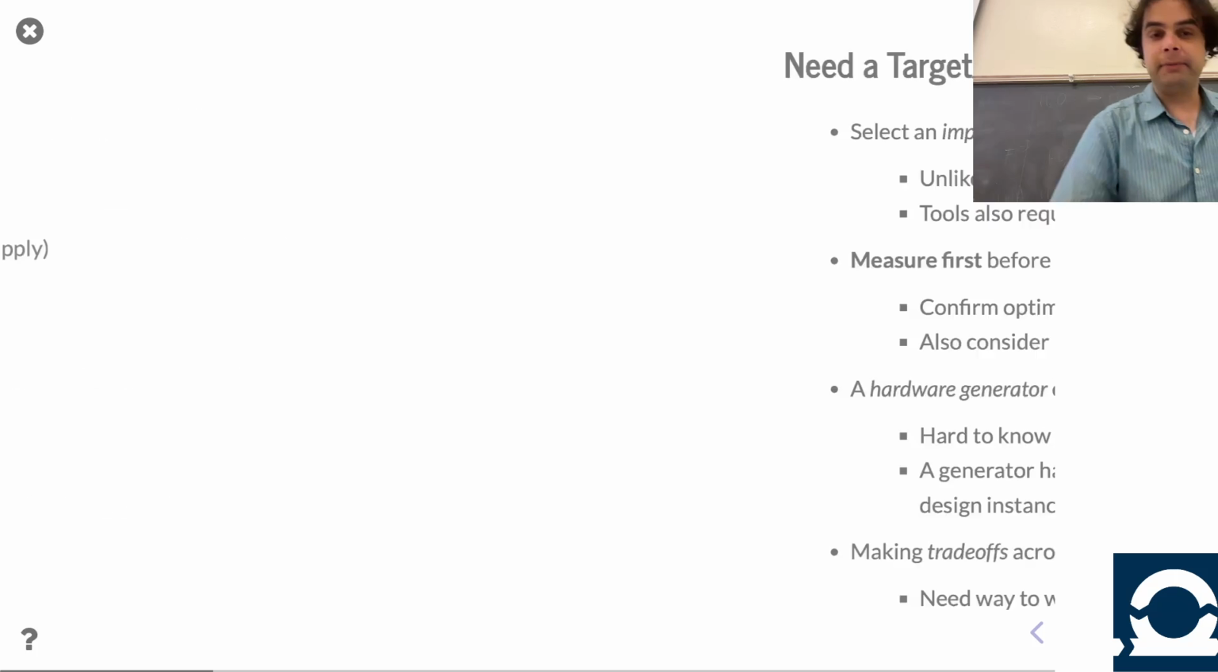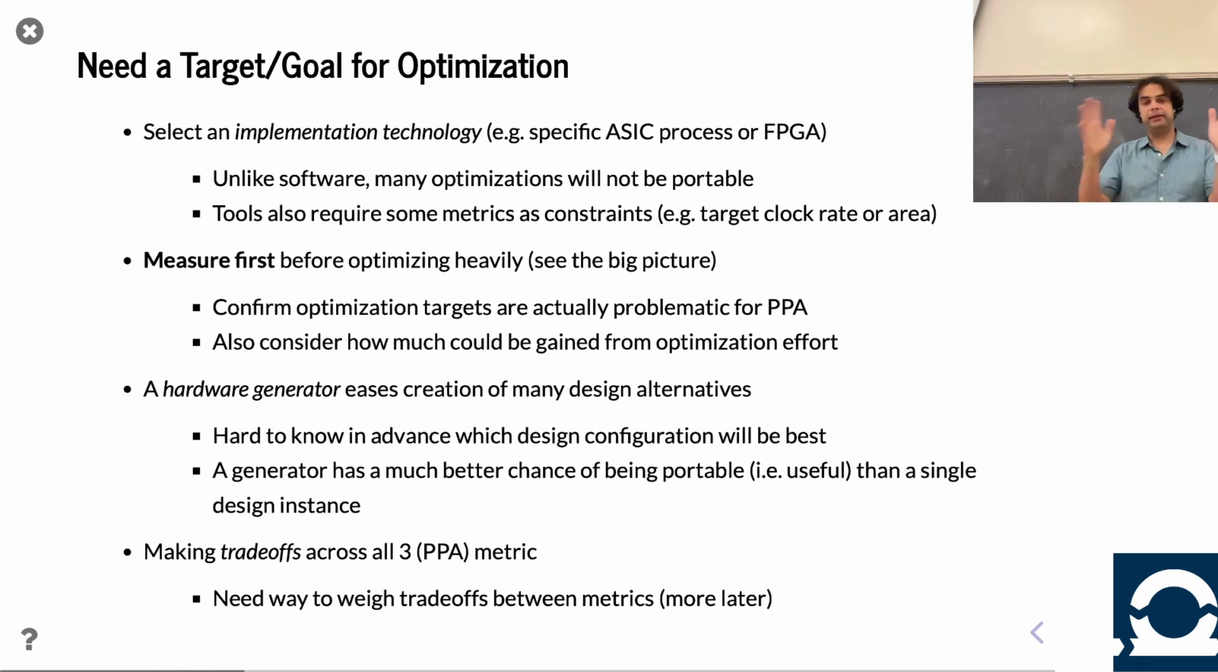Okay, let's keep going. So let's say you decided, or rather, you should go about optimizing your design for physical design. And so what are you going to do? Well, you need to have a goal. You can't just say make it good, right? What does that mean? It's unspecified, right?